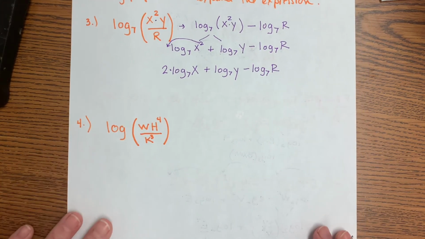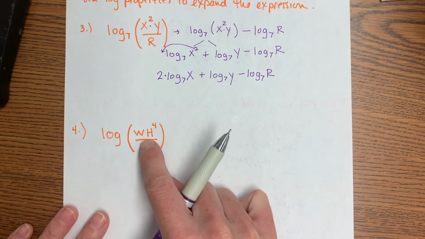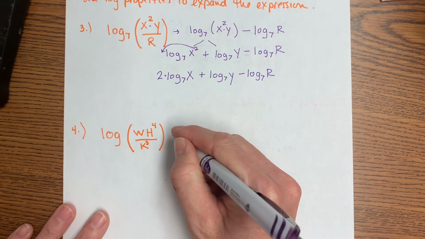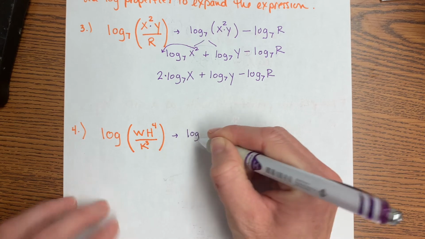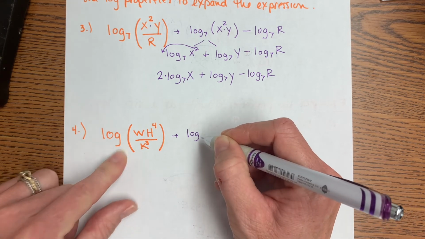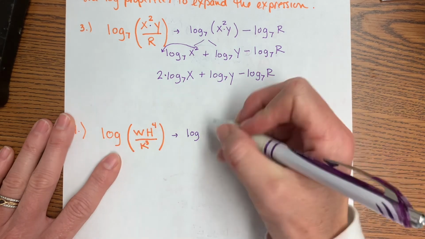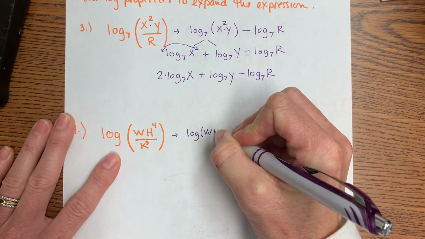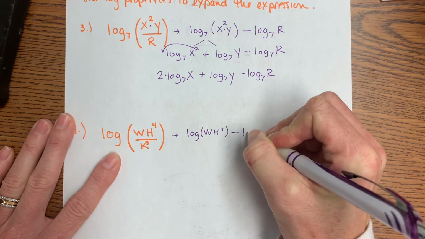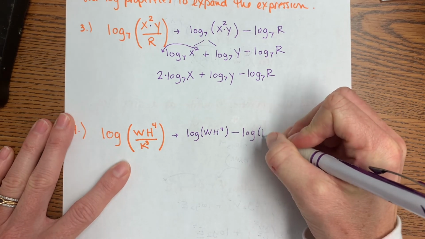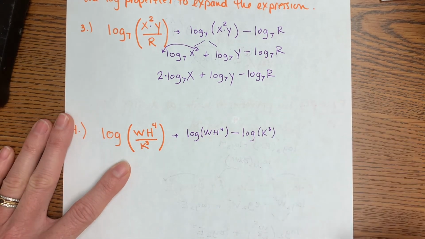All right, and then let's do the last one. Same idea, my eyes go right to that division bar. So I'm going to split that up first. Remember, log without a base is log base 10. I'm not going to write 10, but it's log base 10. And then I'm going to do the top, wh to the 4 minus log base 10 of k cubed.